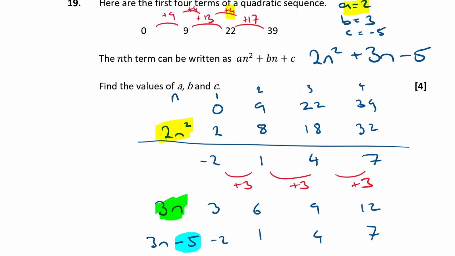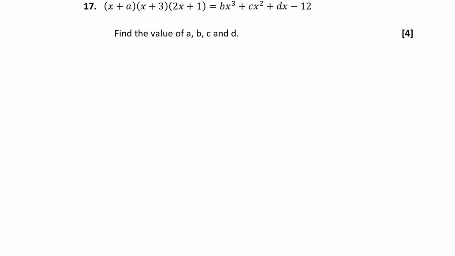Now I've got 3 brackets, x plus a, x plus 3, and 2x plus 1, and we're told that is equal to bx cubed plus cx squared plus dx minus 12. And we need to find the values of a, b, c, and d. Okay. So what we're going to do here is I'm going to take the side with all the brackets. I'm going to multiply it all out, and I'm going to compare it with the other side and see if I can work out what the values are by comparing, using a technique called comparing coefficients.